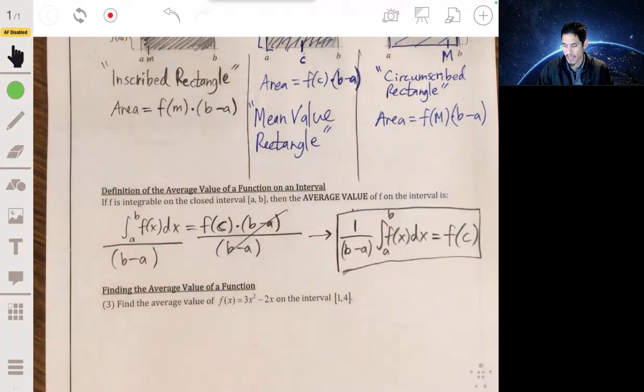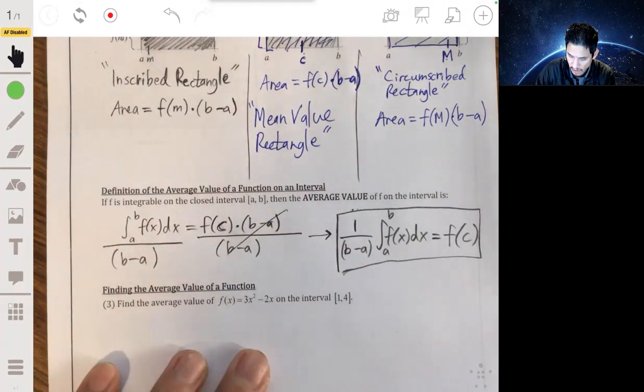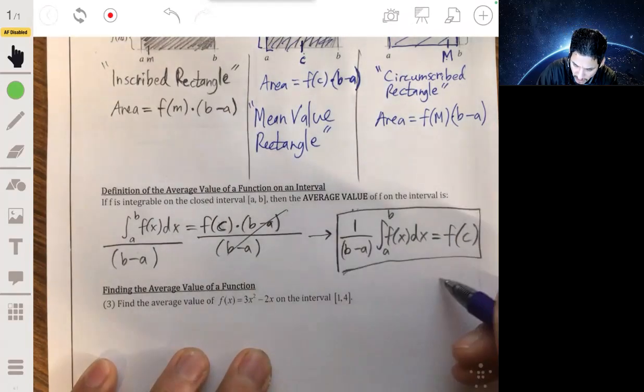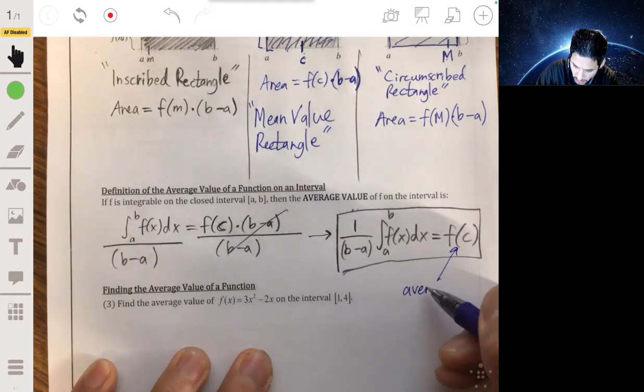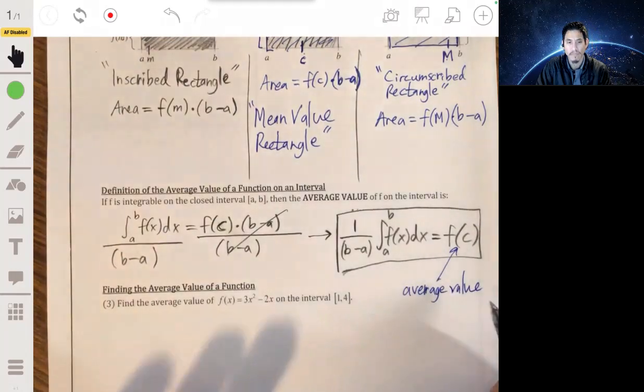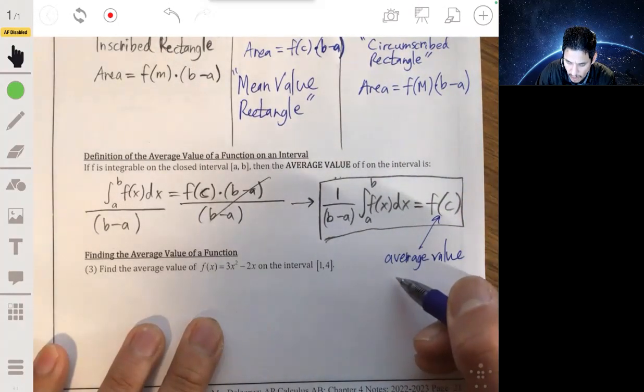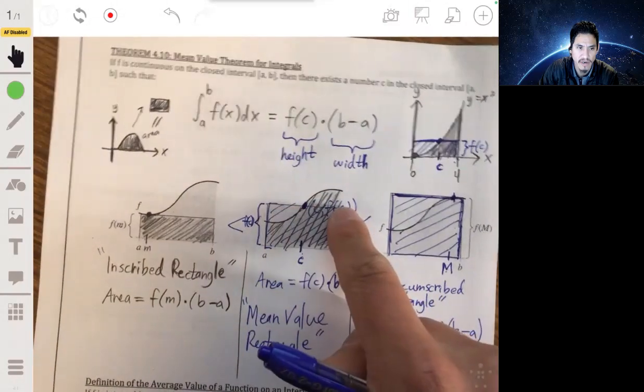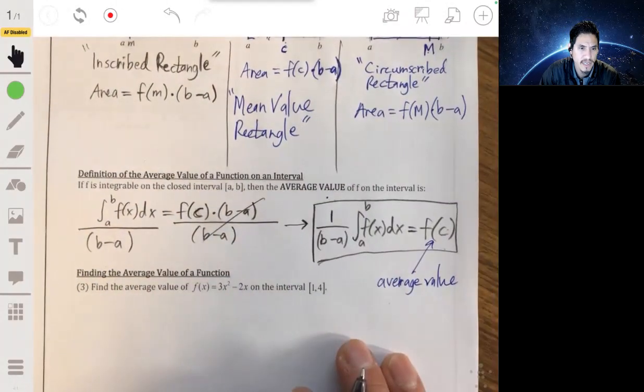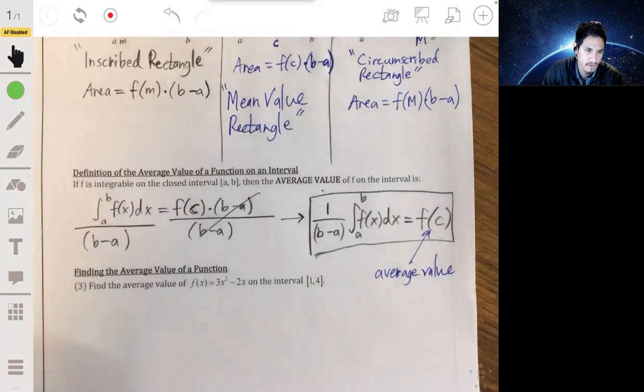So it's essentially the same thing, and we call this the average value. This is known as the average value. That's it. The average value is essentially just the average height or the average y. That's what we found here. So that's all that's saying. They're basically the same thing, just rearranged.